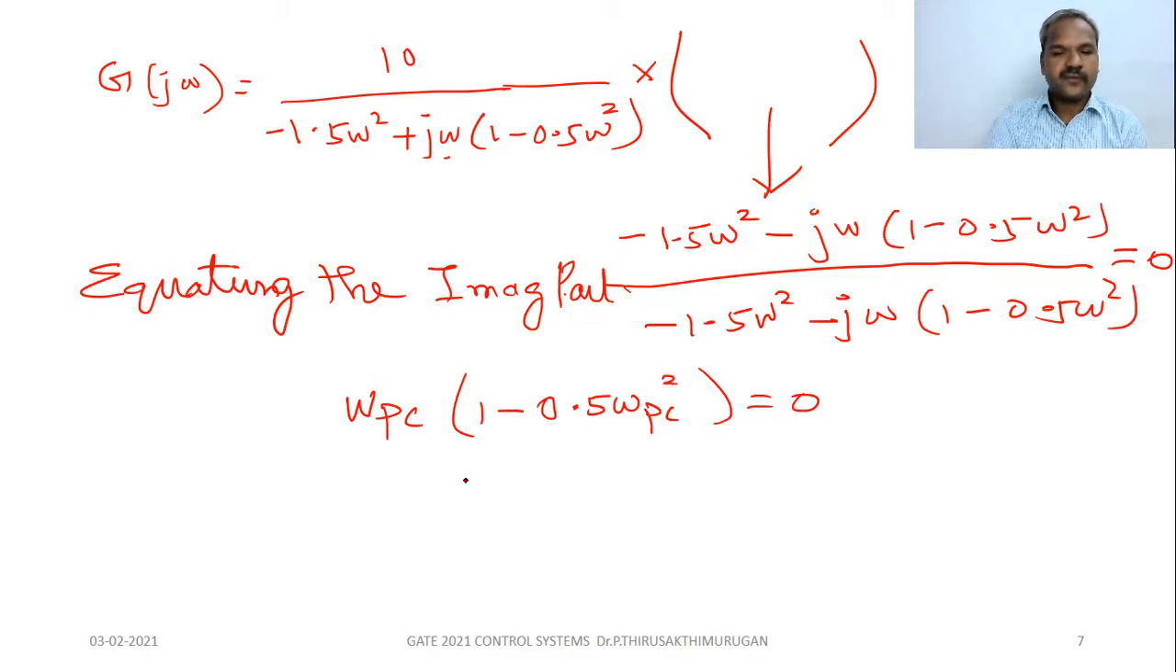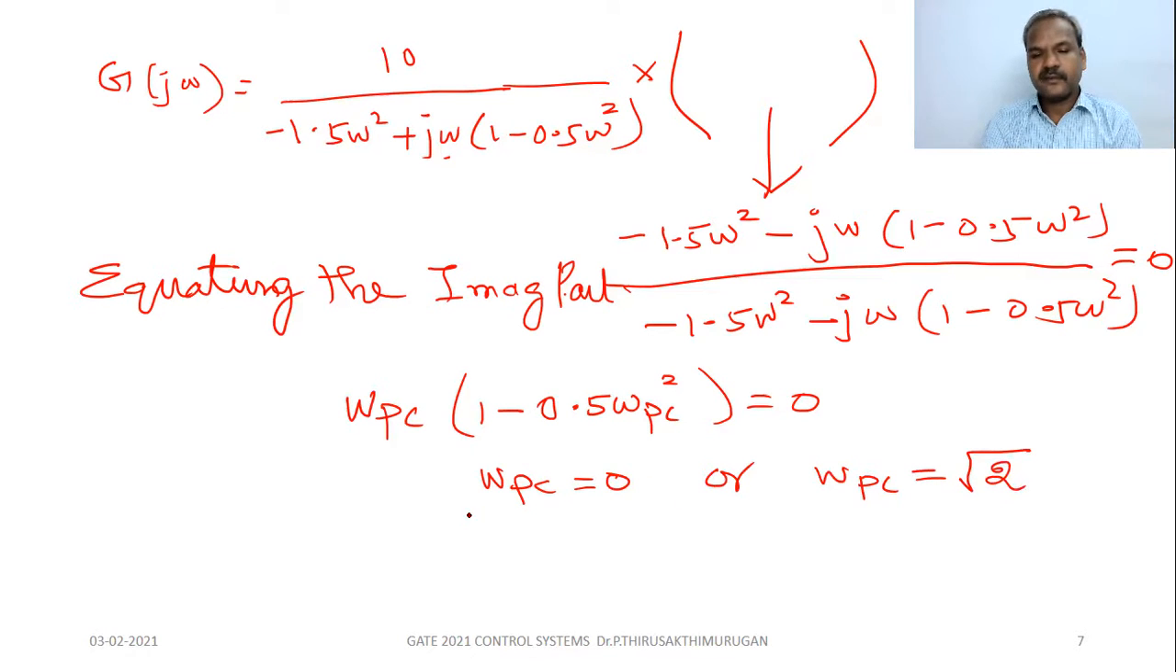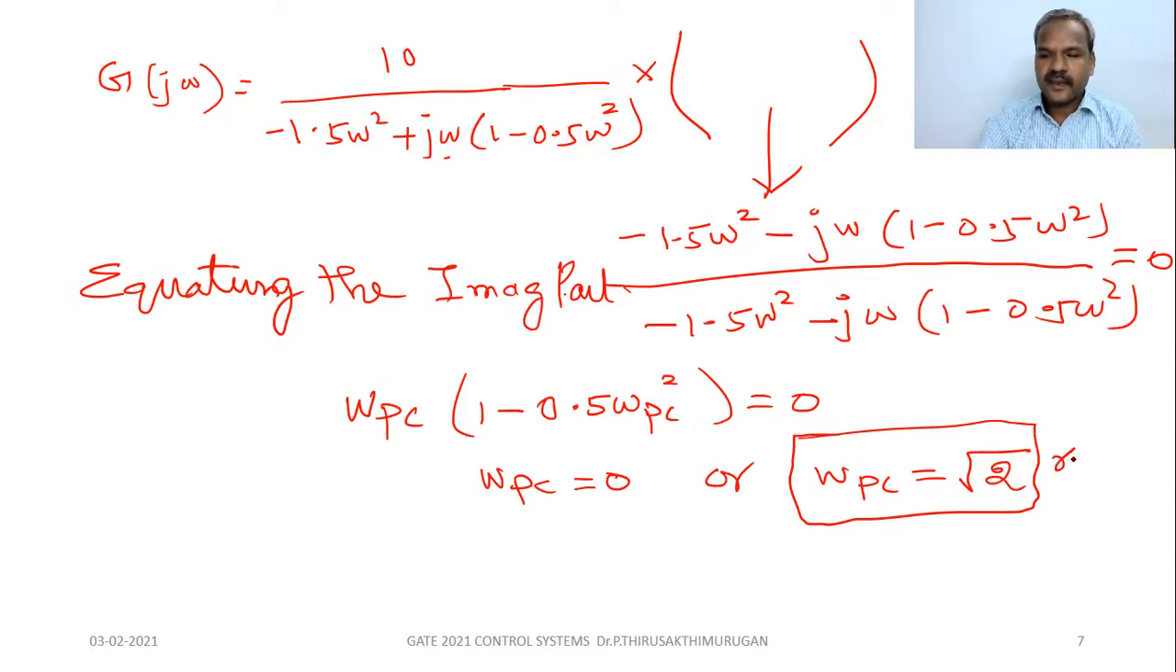So what we will get? Omega pc is either 0 or omega pc equal to square root of 2. So 0 is impossible for the phase crossover frequency. So omega pc equal to root 2 radian per second is the correct answer. In the first method also we got the same answer. So this is the second method of determining phase crossover frequency. Understand?